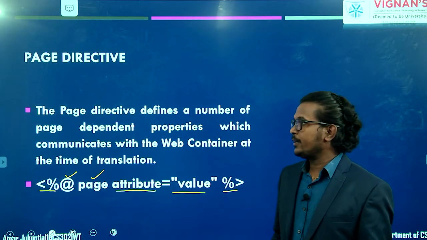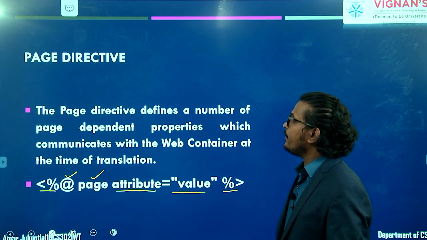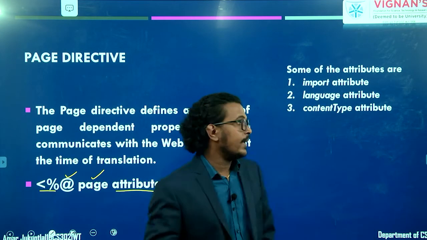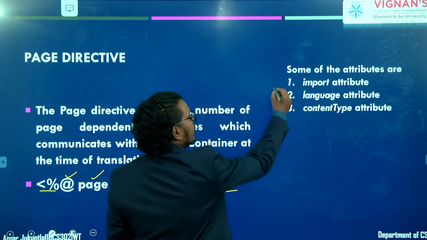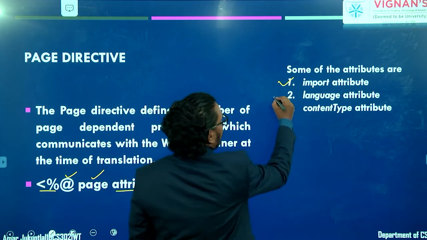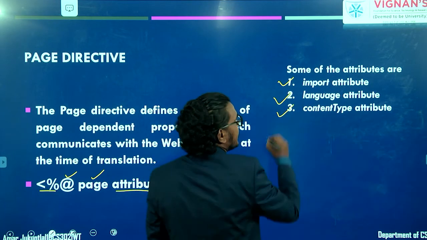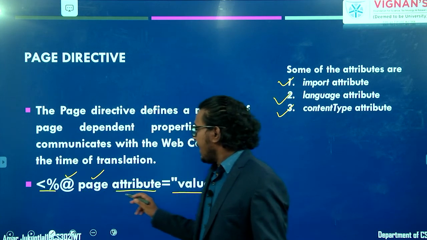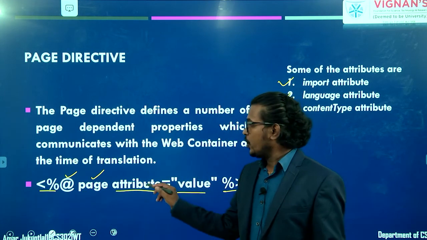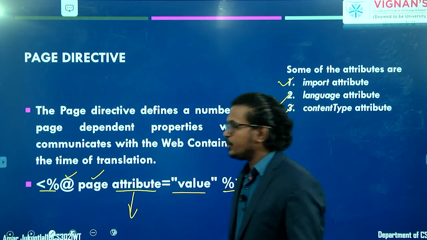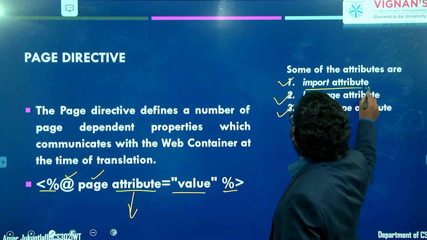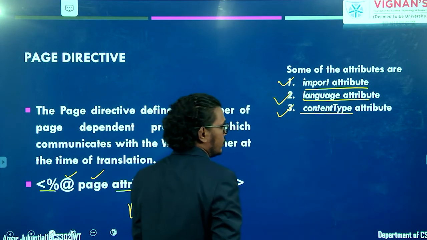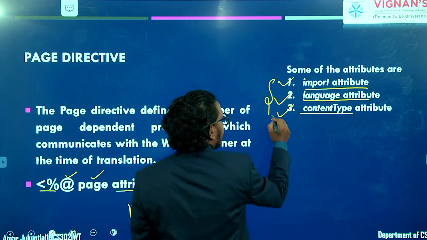Okay, how to pass the attribute and attribute value. Here we have three different types of attributes. The first one is the import attribute, the second one is the language attribute, and the third one is the content type attribute. Now we'll see all these things with examples.